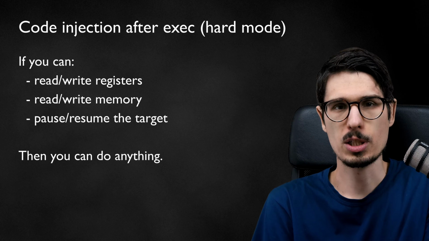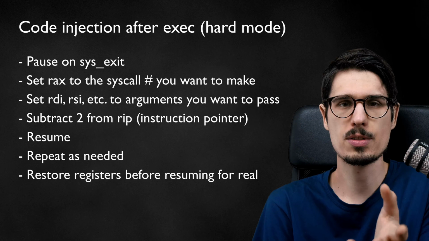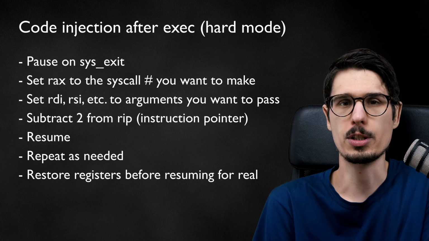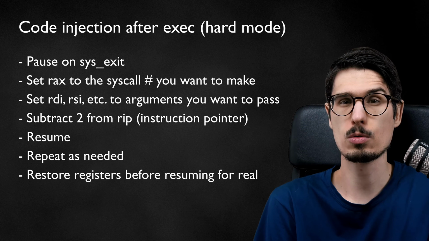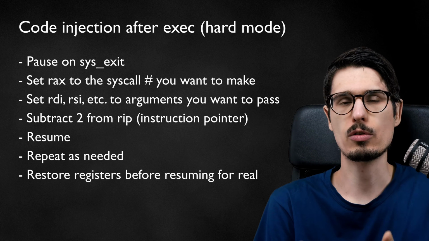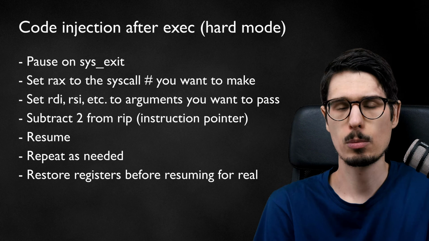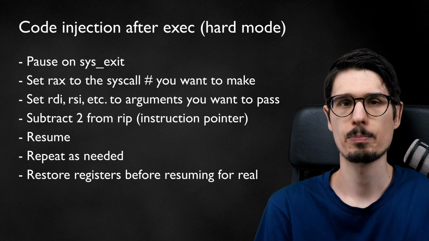So I ended up using ptrace to do the userfaultfd setup, which is honestly not that bad. You pause on sysexit, you set the registers to whatever you need them to be, rewind the instruction pointer by 2 bytes, the size of a syscall instruction, resume until sysenter, resume until sysexit, and repeat for any syscalls you need to do. And before letting the program resume for real, you restore all registers to their original state.